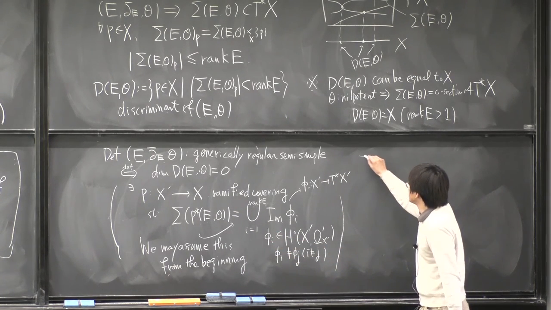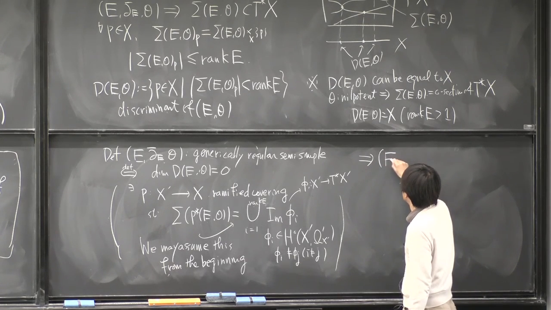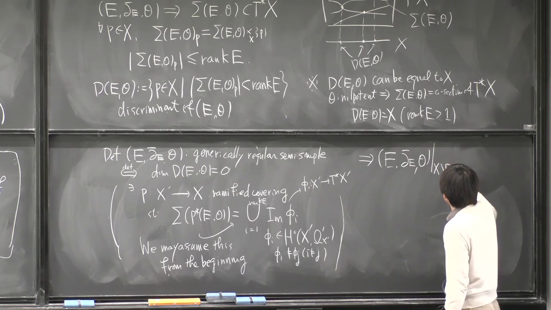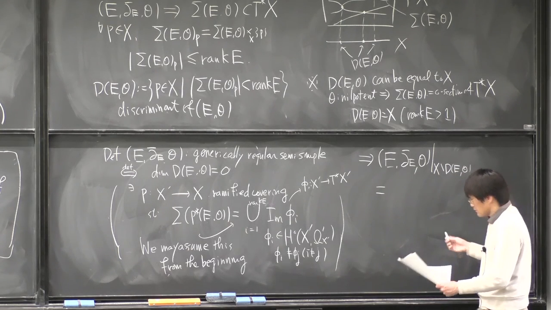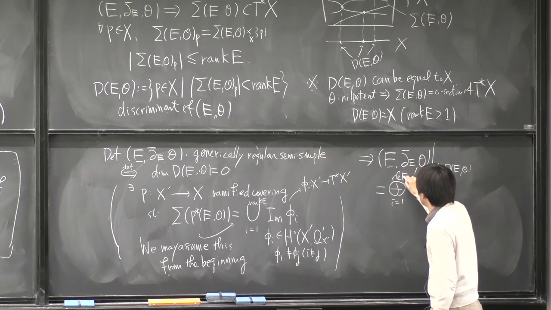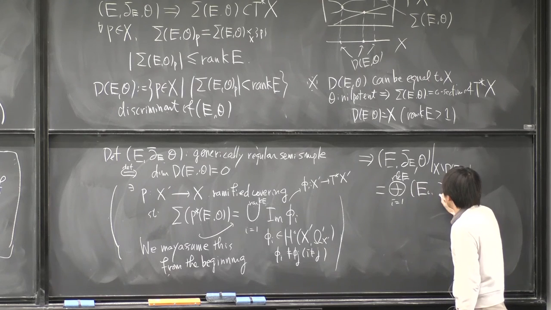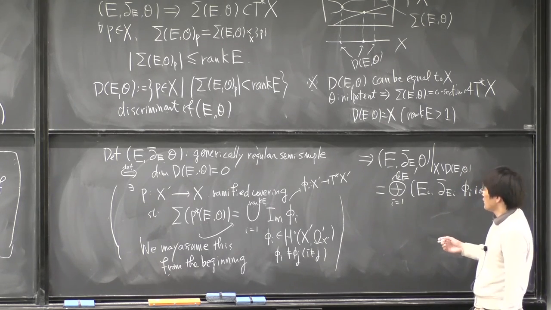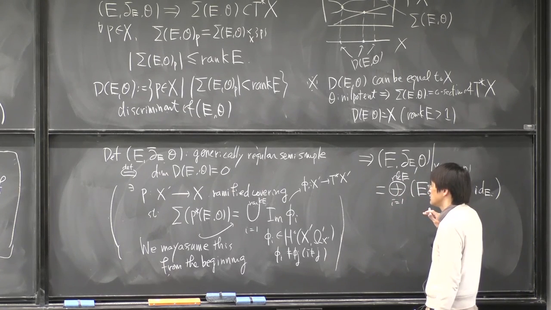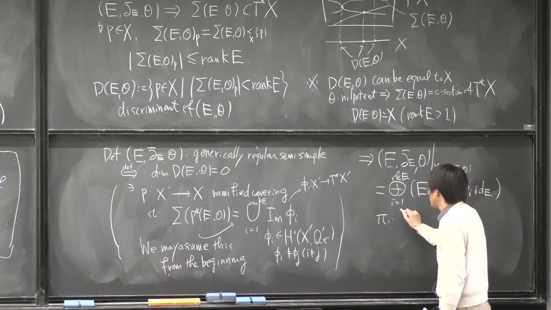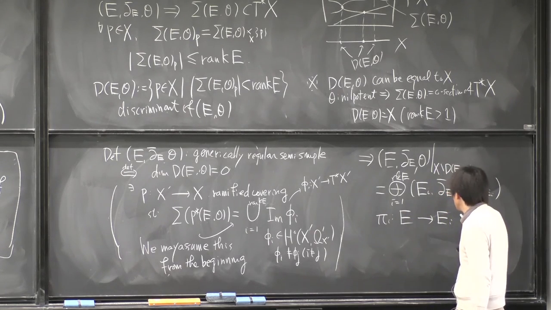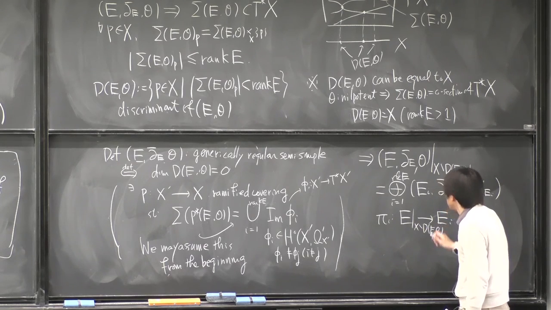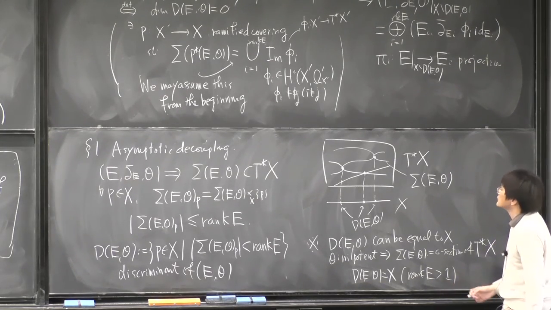Then if this decomposition is satisfied, we have the decomposition of the Higgs bundle, at least outside of the discriminant, into the direct sum of rank one Higgs bundles. So we can assume to have this decomposition. And let pi_i denote the projection of E onto E_i, precisely on X minus the discriminant.